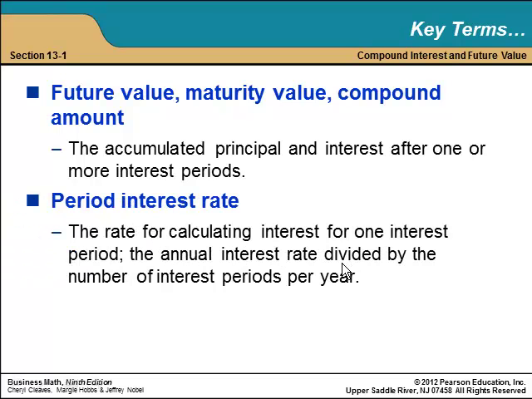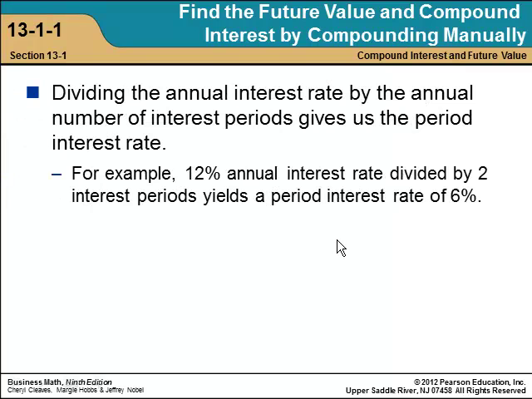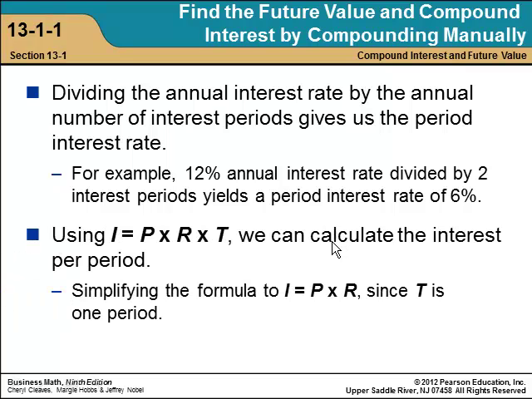The periodic interest rate is different than the interest rate because what you need to do is divide the yearly interest by the number of compoundings. So if it's compounded monthly, you would divide by 12. If it's compounded quarterly, you'd divide by 4. If you have 12% interest compounded semi-annually, you'd divide by 2 and get 6% interest per semi-annual period.